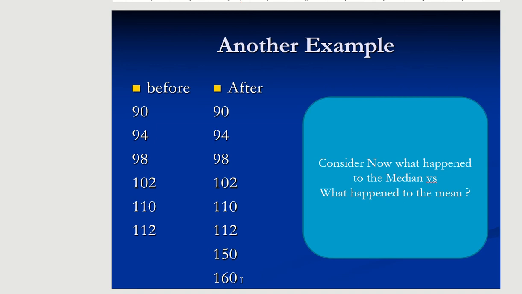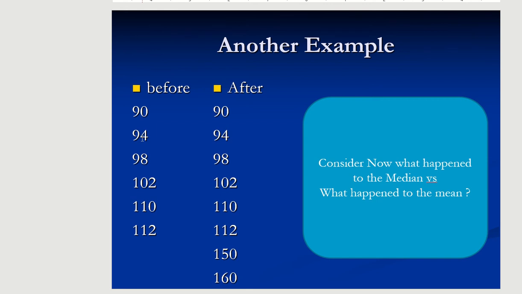Even without calculation, knowing that you added 2 large values, obviously the mean is going to get larger. In fact, the median is also going to get larger. However, based on the knowledge that we now have regarding the mean and the median, we expect the mean to be much more affected than the median. And therefore, we expect the mean to grow much more than the median.